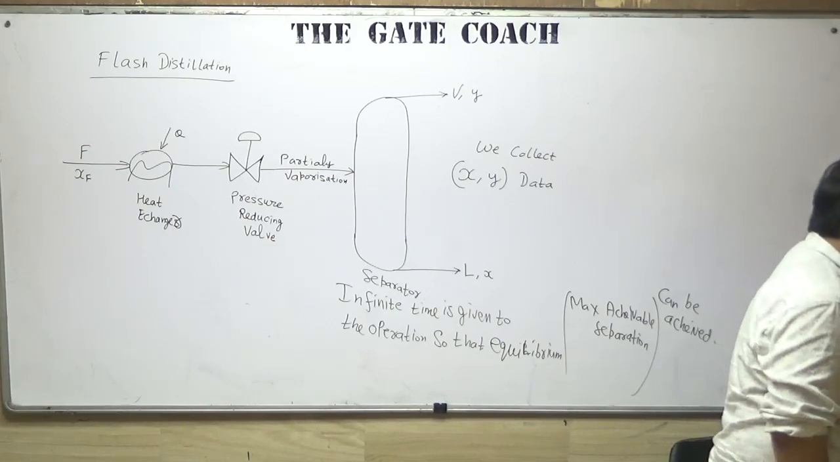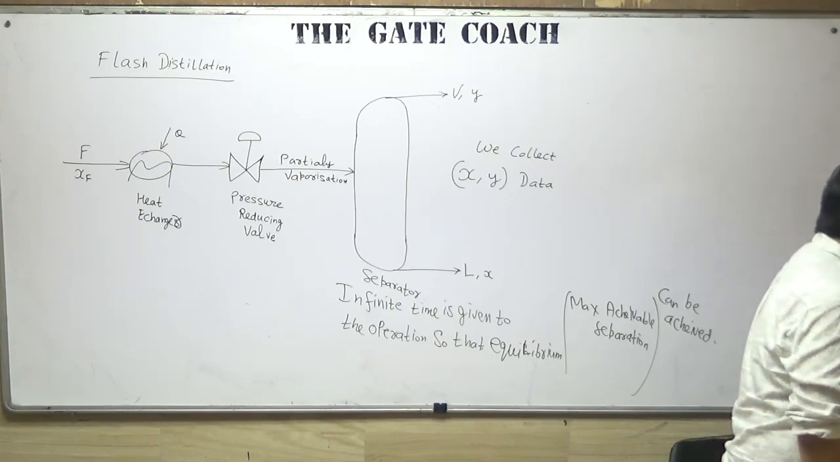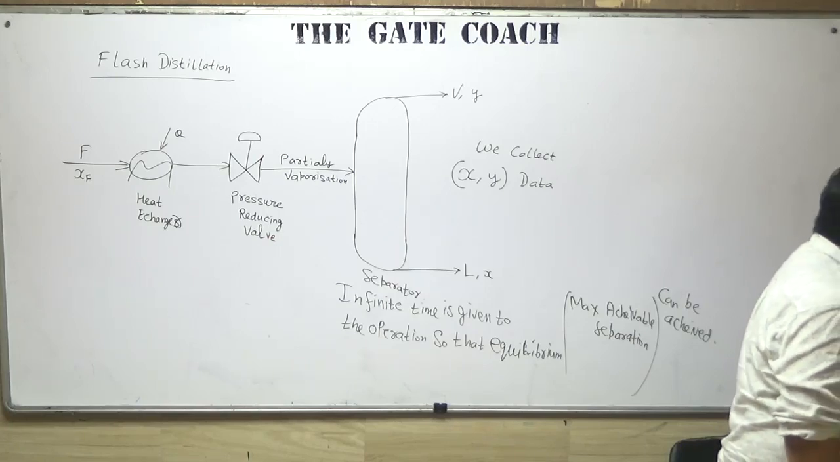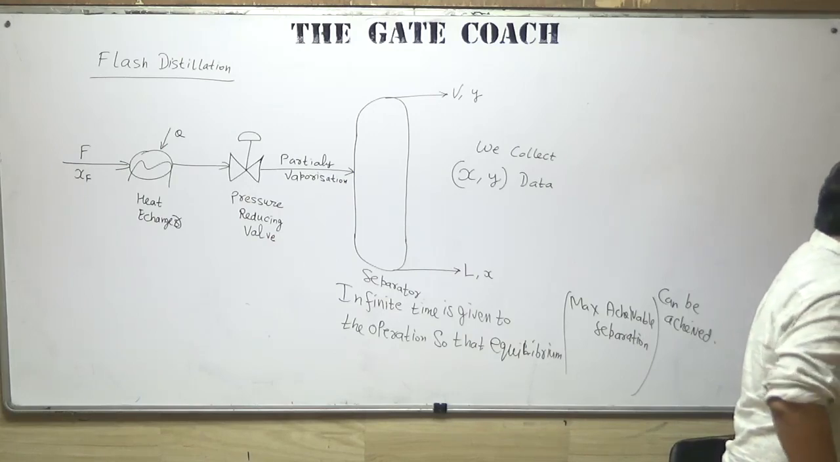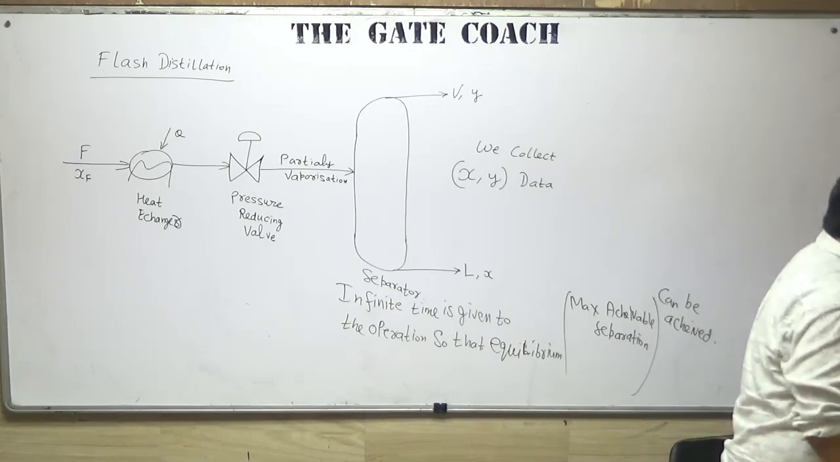The purpose of Underwood Fenske is to calculate the minimum reflux ratio for the two cases, saturated vapor and saturated liquid. So I don't want to increase the burden, but yes, if you can write it or you can remember it, you can write it in your notebooks.